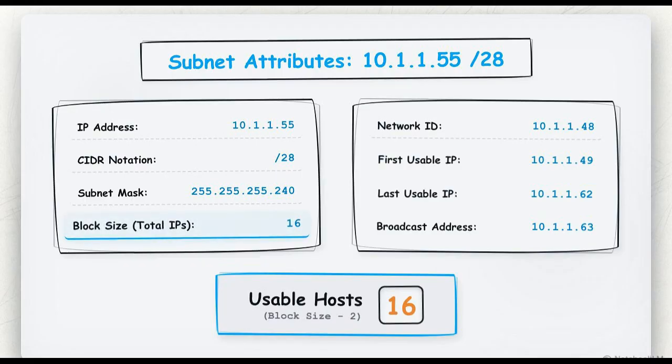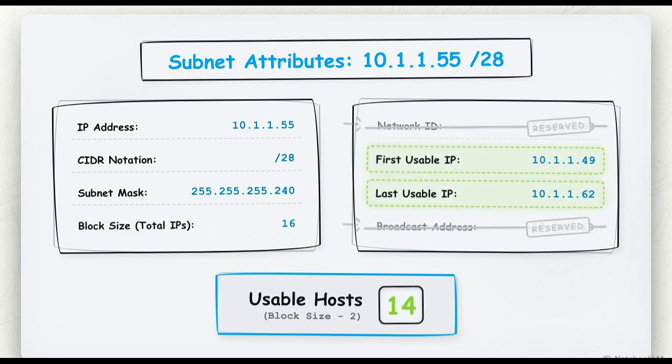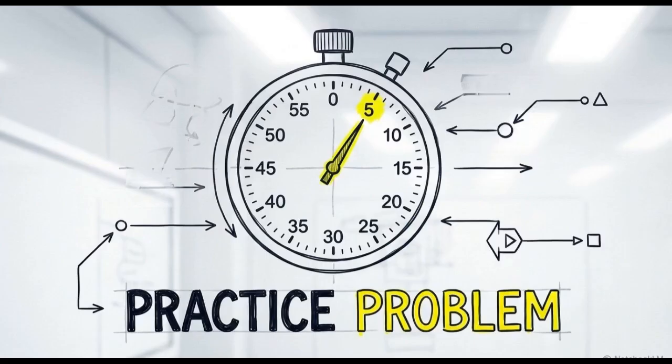While the total number of IPs equals the block size of 16, the usable hosts are always 2 less, because the network ID and broadcast address cannot be assigned to devices. That leaves us with 14 usable addresses. This subtraction method identifies every parameter of a subnet in seconds, entirely bypassing the need to write out 32 bits of binary. Now, try it yourself.